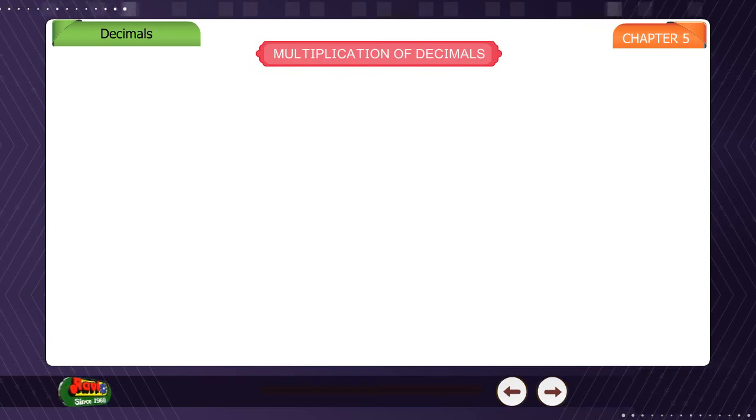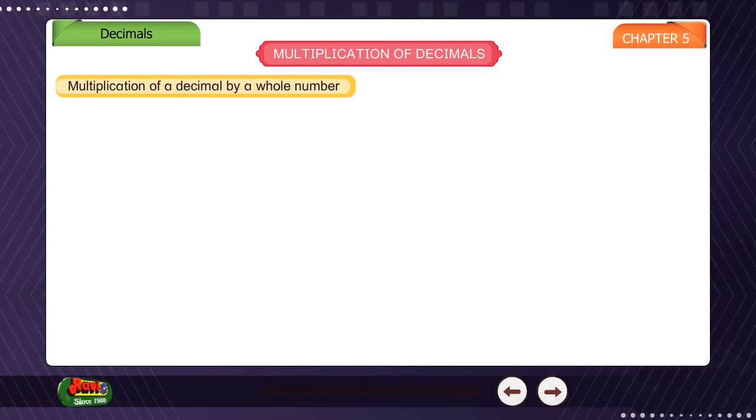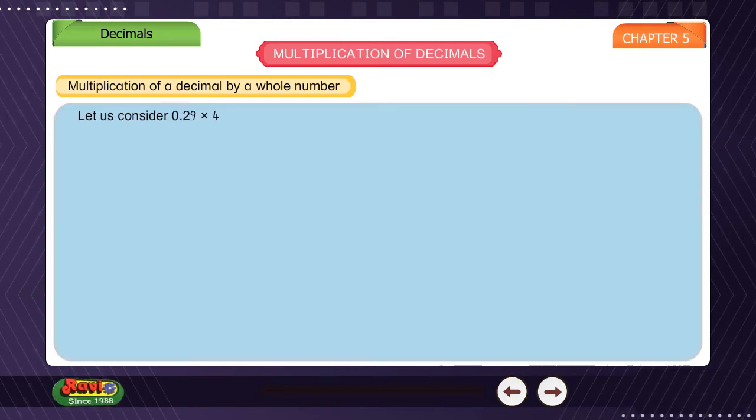Multiplication of decimals. Multiplication of a decimal by a whole number. Let us consider 0.29 into 4. Therefore, 0.29 into 4 is equal to 0.29 plus 0.29 plus 0.29 plus 0.29, which is equal to 1.16.